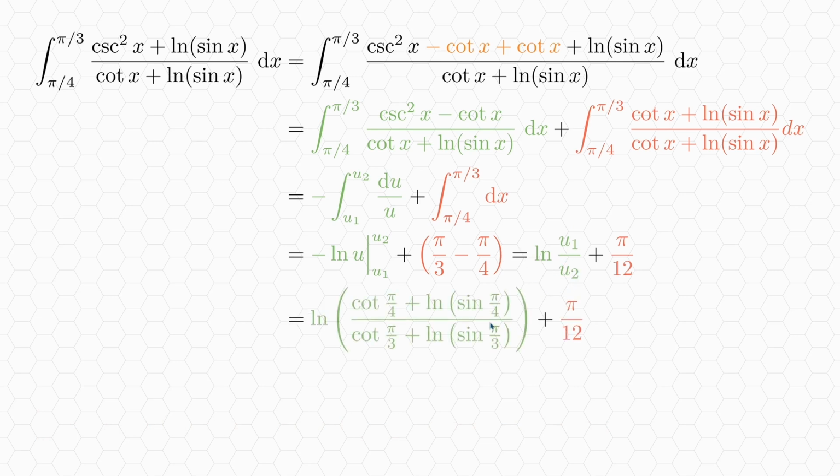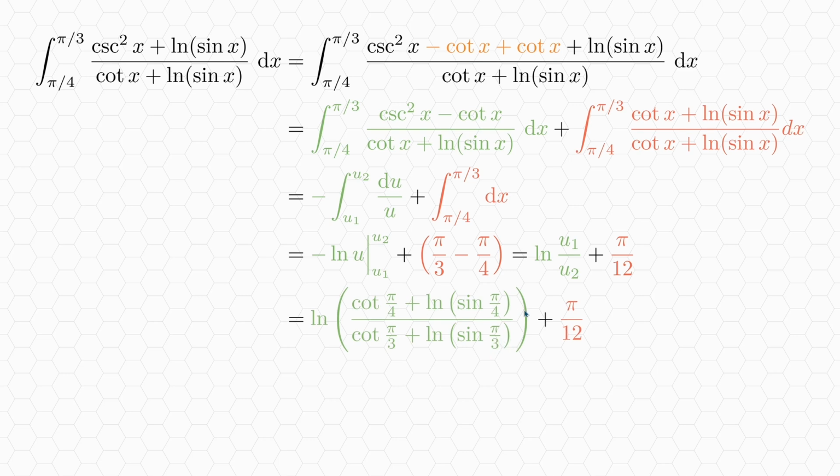And finally, we just substitute back. u1 is equivalent to cotangent x plus ln of sine x evaluated at x equals pi over 4. And then u sub 2 is the same expression evaluated at pi over 3. So that's why we get here cotangent pi over 3 plus ln of sine of pi over 3.